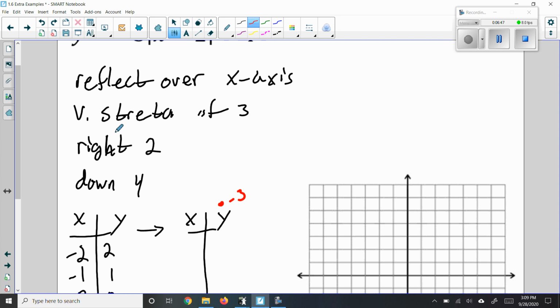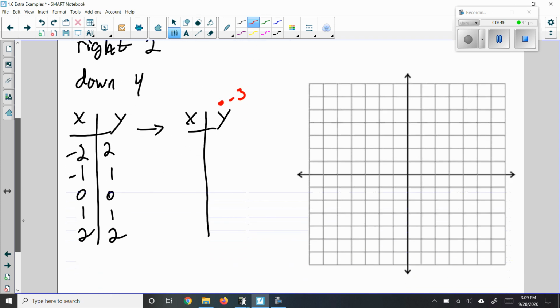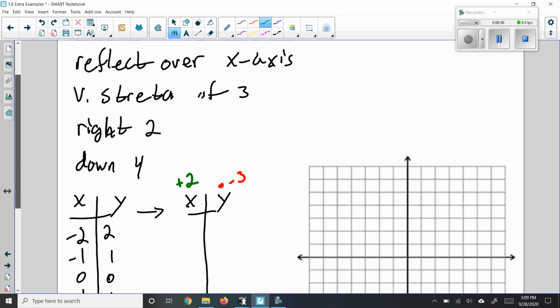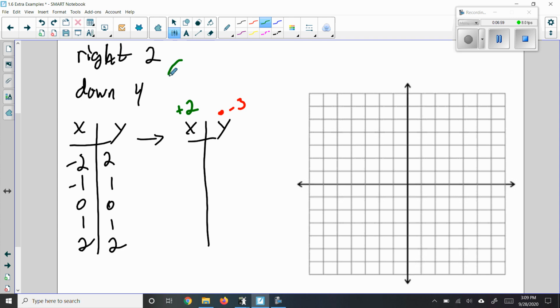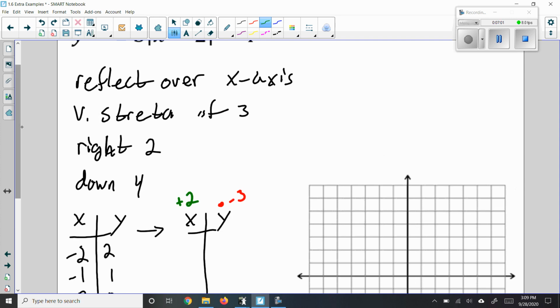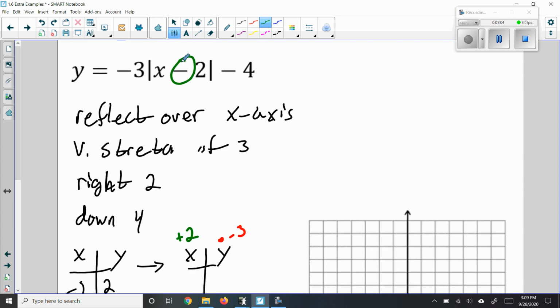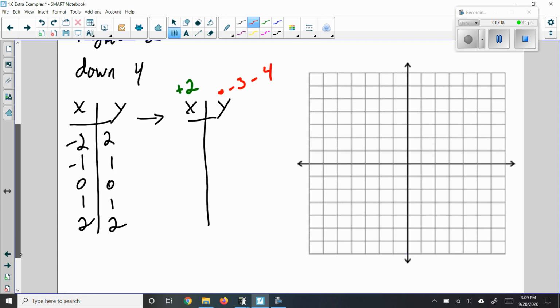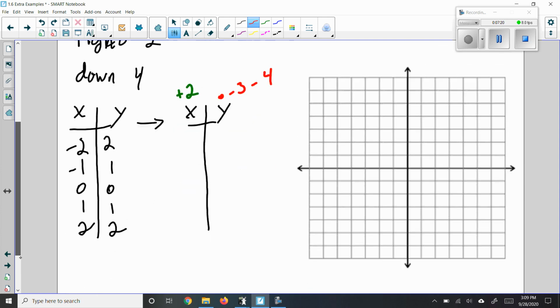This right 2 means that we are going to add 2 to all of the x values. Remember, inside is opposite. And since this is a -2, that means we're going to have a +2 here. Now this down 4, that impacts the y values. So we're going to subtract 4. Okay, so let's go ahead and do all that.